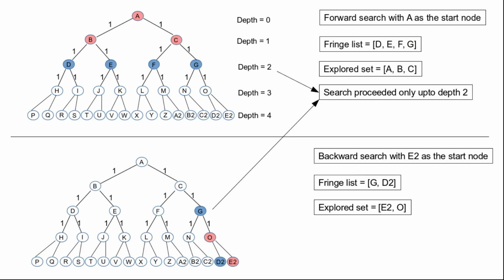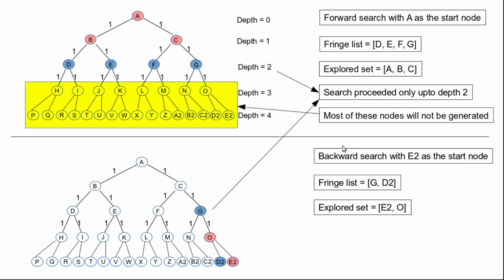And if we look at the forward search and the backward search, both of them went only up to 2 levels. So forward search stopped at depth 2, and similarly we explored only 2 levels in the backward search. Most of the nodes in depth 3 and depth 4 will never be generated or expanded.